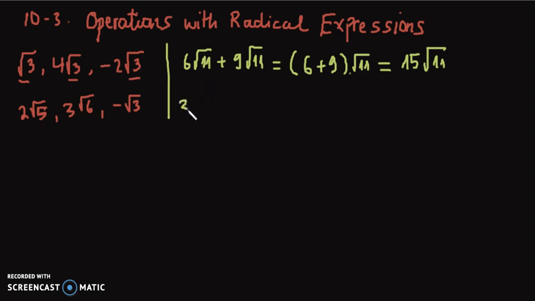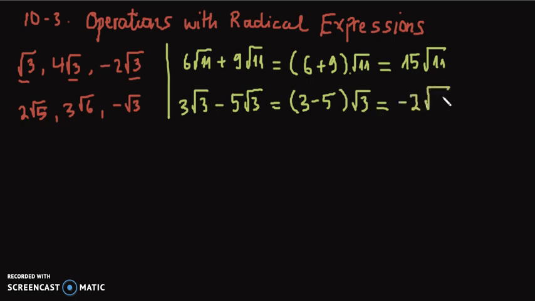Another example would be 3 square root of 3 minus 5 square root of 3. Again, these are like radicals, so you can use distributive properties, right? Square root 3 out, and inside you would have 3 minus 5, and 3 minus 5 is negative 2, so remember to write the negative outside and square root of 3.